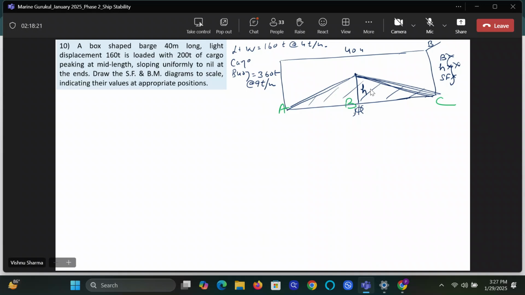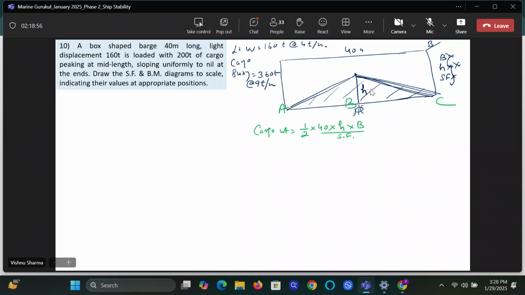First, let's get the cargo weight by geometry. Cargo weight will be equal to the area of this triangle, that is half, base is 40 meters, into H. Is this the area of this triangle, guys? Yes or no? Yes, sir. Into the breadth, capital B, that makes the volume. Divided by stowage factor will make the weight of the cargo. Yes or no, beta? Am I right?